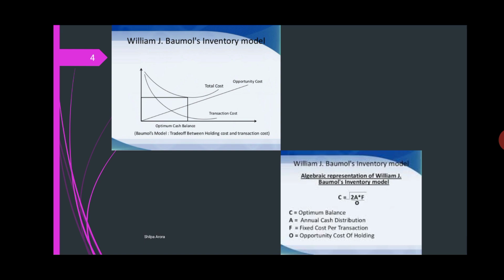C stands for the optimum cash balance, equals the square root of 2AF divided by O. Here the carrying cost is replaced by O. O stands for the holding cost or the opportunity cost. F is the fixed cost per transaction, whereas in inventory instead of F it was O, meaning cost per order. Here it is cost per order or transaction. A stands for the annual cash outflow. So there it was annual demand, right?